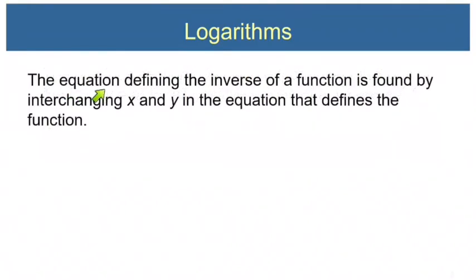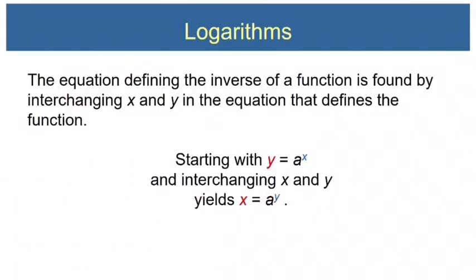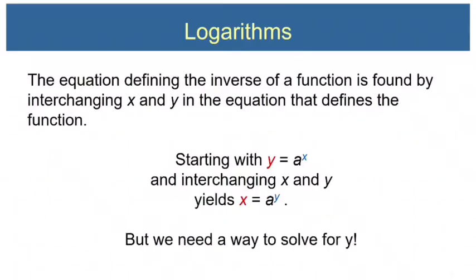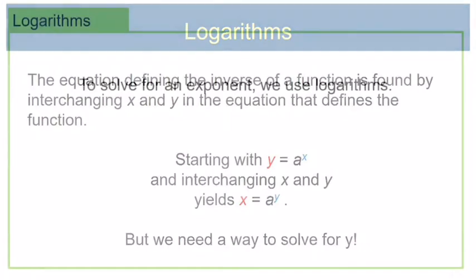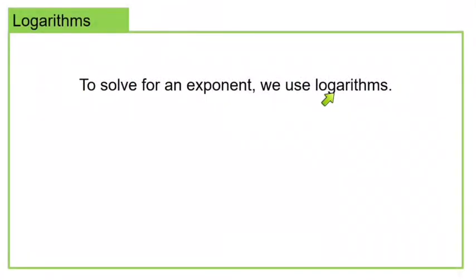Now remember how we find an inverse. To find an inverse function, we exchange x and y in the equation that defines the function. So if we start with y equals a to the x, and we exchange the x and y, we'll end up with x equals a to the y, which is our inverse function, but we don't have a way to solve it for y. That's the problem. We need a way to be able to solve this for y, and that's where logarithms come in. To solve for an exponent, we use logarithms.